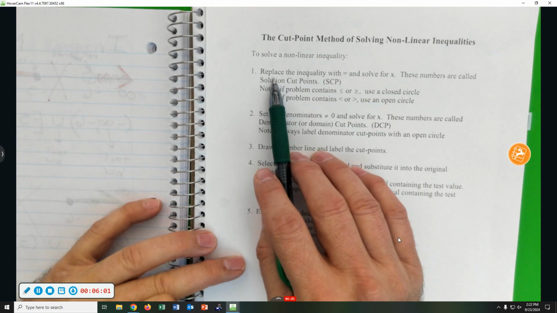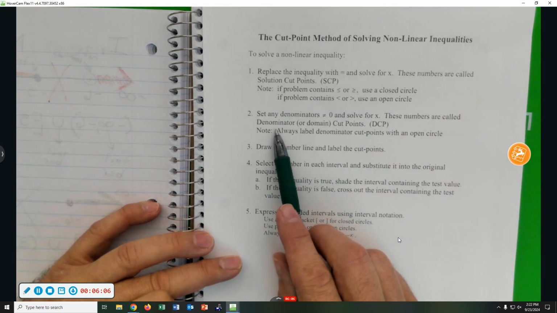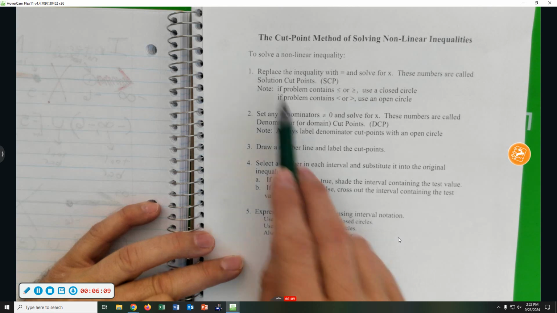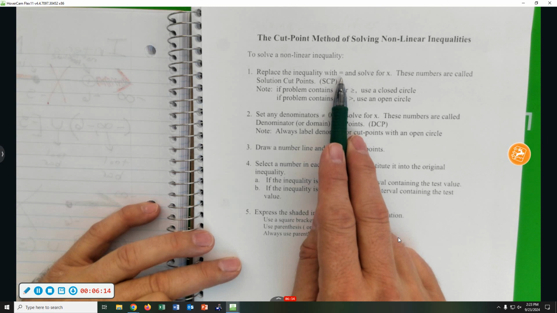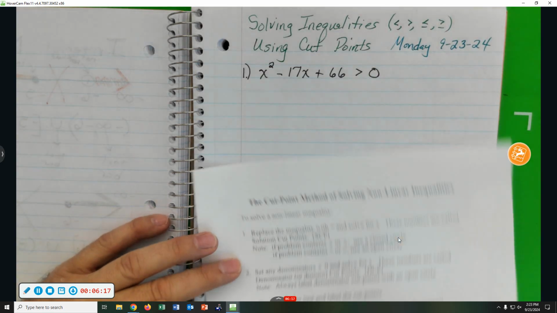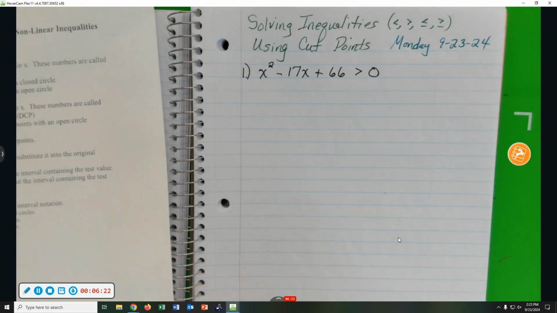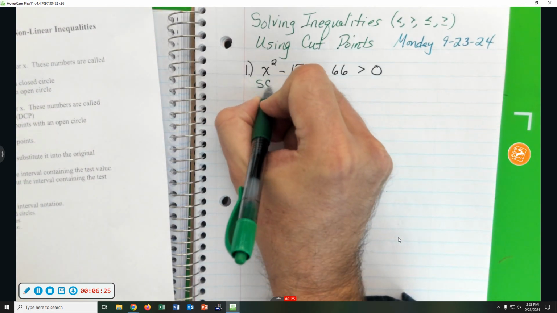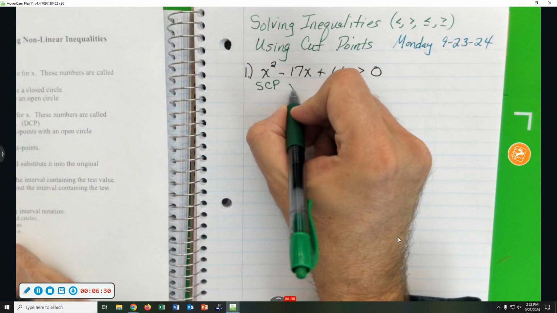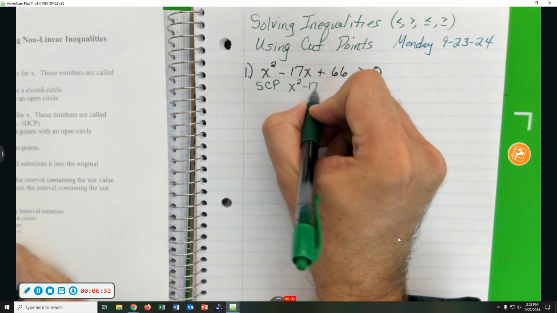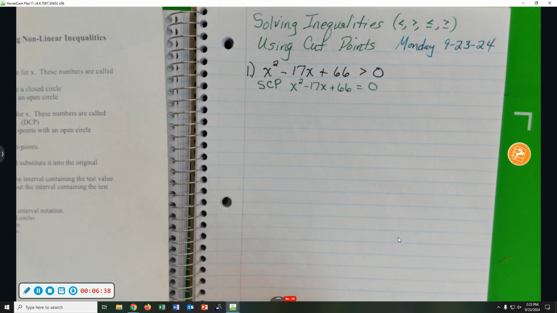First thing we're going to do is find what's called the solution cut points. There's two types of cut points, solution and denominator. To find the solution cut point, you replace the inequality symbol, that's this greater than, with an equals and solve for x. I'm just going to abbreviate that first step like that. We're solving x squared minus 17x plus 66 equals 0.